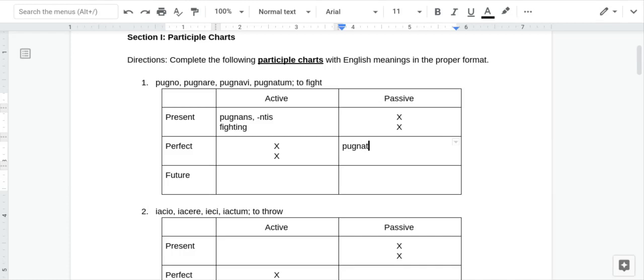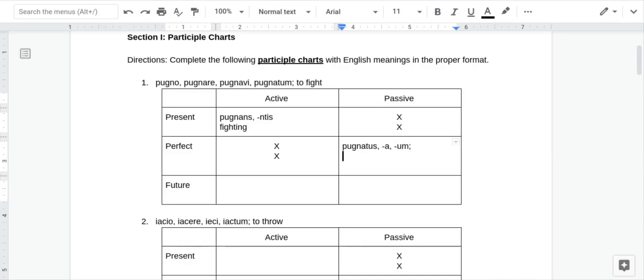In the listing, it's got the um, but that's only for neuter. Typically, you would list it in all of its genders. And it translates as having been fought.